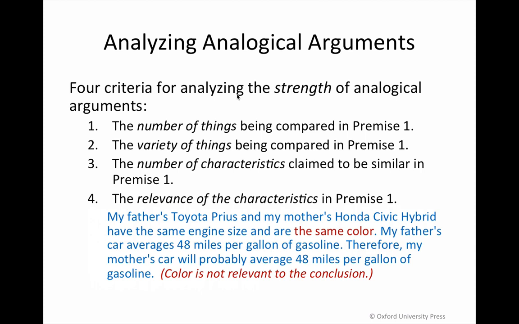So there are two things being compared: Toyota Prius, Honda Civic Hybrid. The variety of things is narrow or small, mainly just types of car. The number of characteristics claimed to be similar are 2. And then the relevance of the characteristics is only the engine size, not the color, right? Why are we talking about the relevance of characteristics? Well, we want to know if what's being compared is relevant to the conclusion. So the miles per gallon is relevant to engine size.